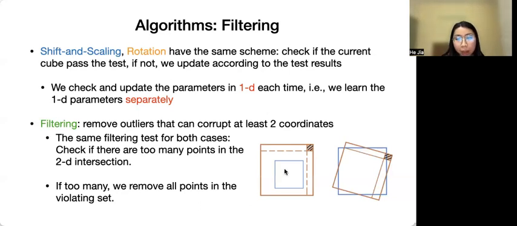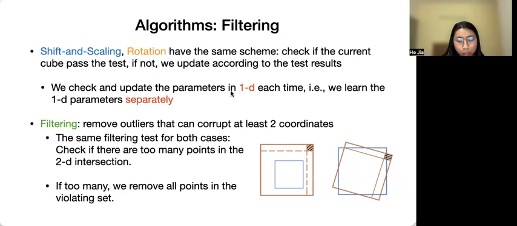For the mean, that means the entries in each coordinate, the entry of the mean. And for the scaling, that is the scale factor in each coordinate. For rotation, that is the phi-side direction. So we have d phi-side directions. We learn them separately.